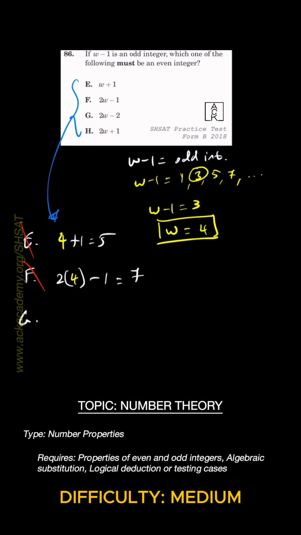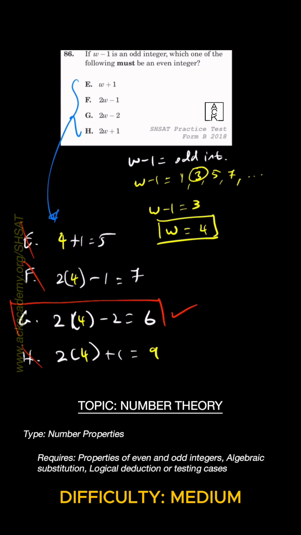So what about G? 2 times 4 minus 2, 8 minus 2 is 6. So this is our first even integer. So this works, and for the sake of exercise, let's do the last one. 2 times 4 plus 1. So 2 times 4 is 8, plus 1 is 9. So none of these work besides this.